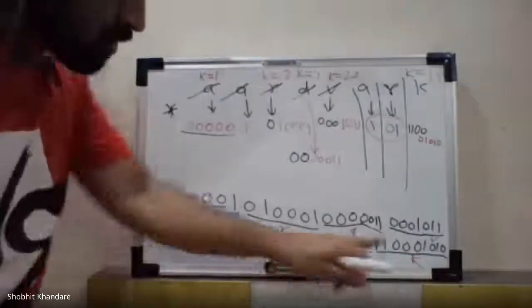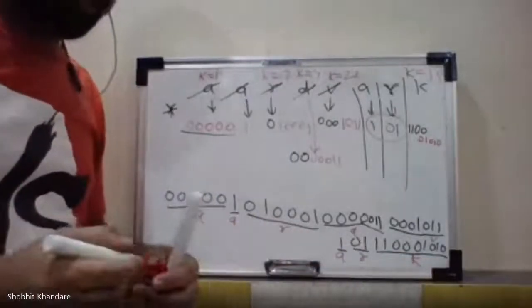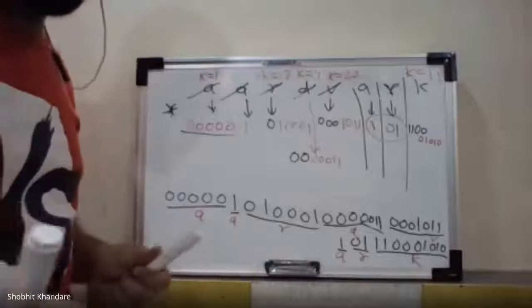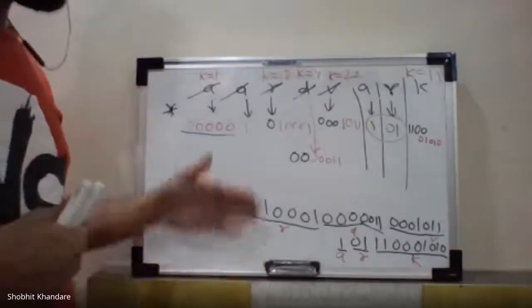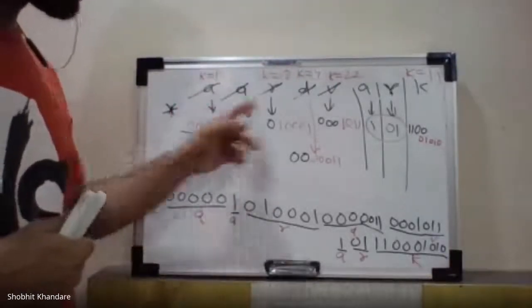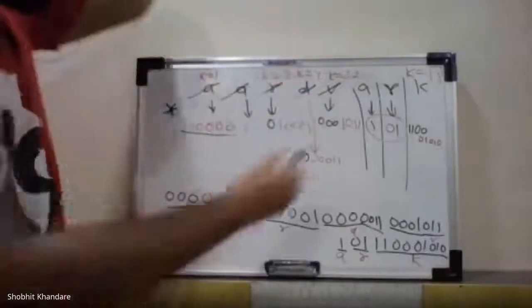So please write down this. In the next session, I will try to decode this. We have a specific algorithm for this. How to decode? Once you decode, we will see whether I'm getting the same message or not. If I'm not getting, we'll make the correction.